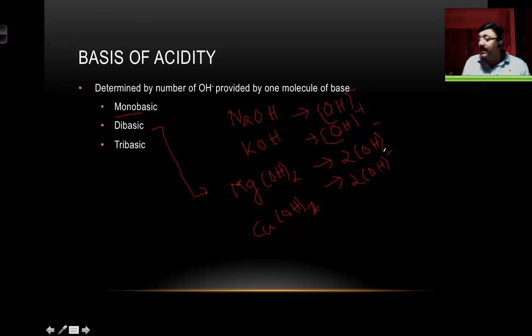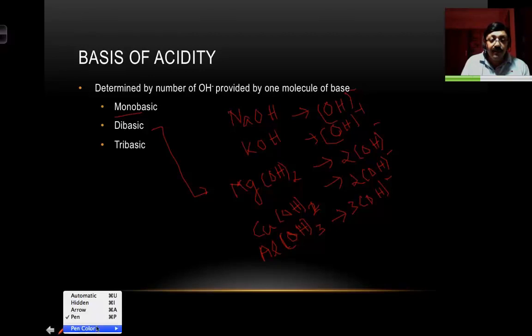So that's dibasics. Now, what about tribasic? I would like to give you two examples. One is aluminum hydroxide, Al(OH)3. This is the formula of aluminum hydroxide. One molecule can give three hydroxyl ions. You can see three hydroxides.